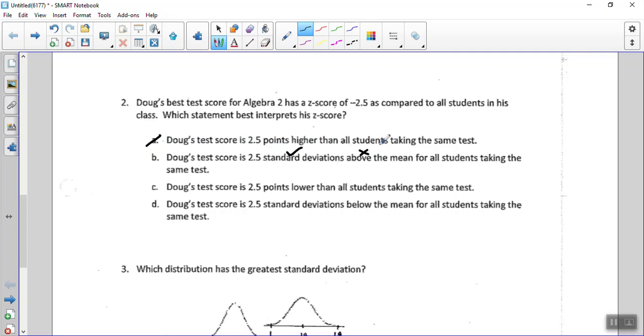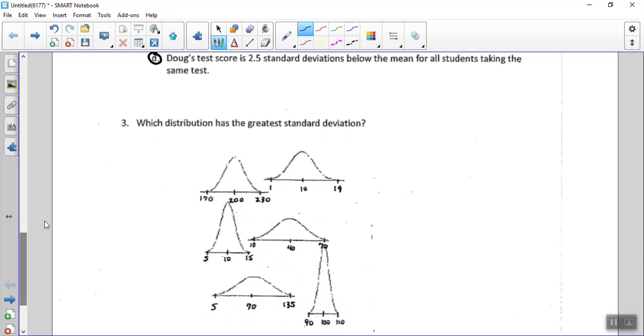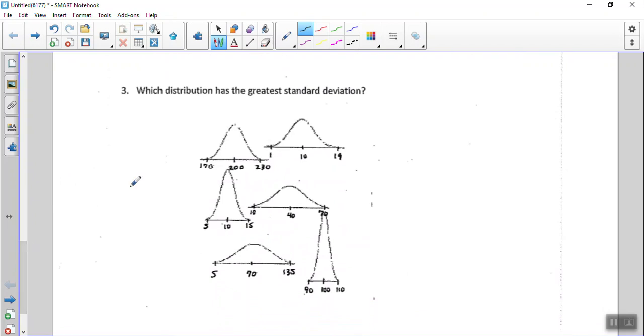That is wrong. Since it's negative, it is below the mean. So it's 2.5 standard deviations below the mean. The answer is D. And it's not C either because it's not points. It's standard deviations.